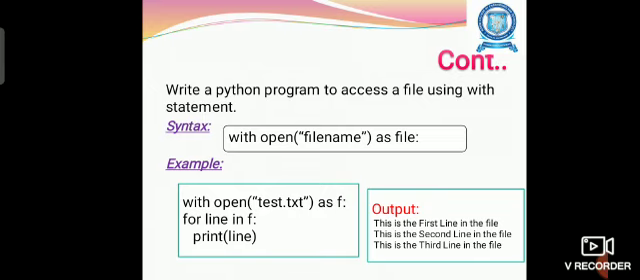With open of, we are mentioning the file name, that is test.txt, as f. f is the file object we have created for this file, and we are using the for loop to iterate over the file and get the individual lines from the file. For line in f, print line. So during each execution of the for loop, we will get individual lines from the file, and each will be printed by the print statement.